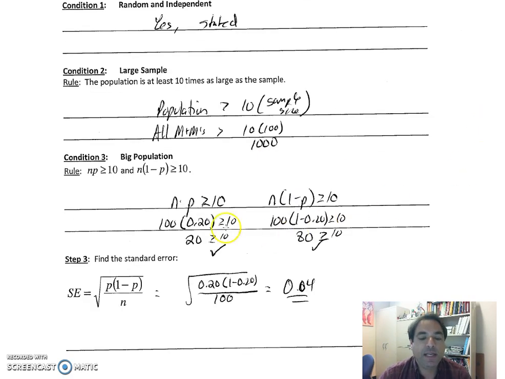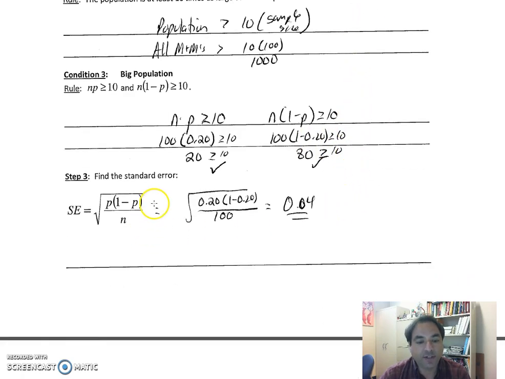Check. N times p, n is 100, p is 0.20, that gives you 20. Is that greater than 10? Check. And everything has to pass. 100 times 1 minus 0.20 is 80. Check. So all three conditions are met. We can find our standard error, square root 0.20, parenthesis 1 minus 0.20, divided by 100, double triple check typing that in. You should get 0.04, don't forget that 0 before the 4.